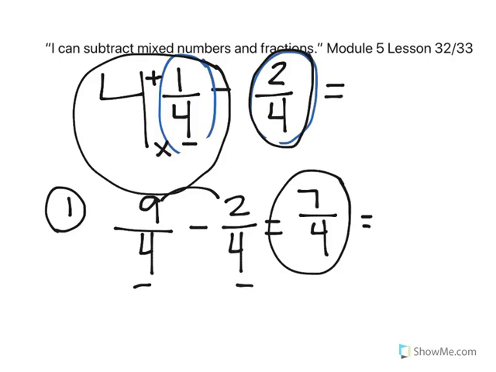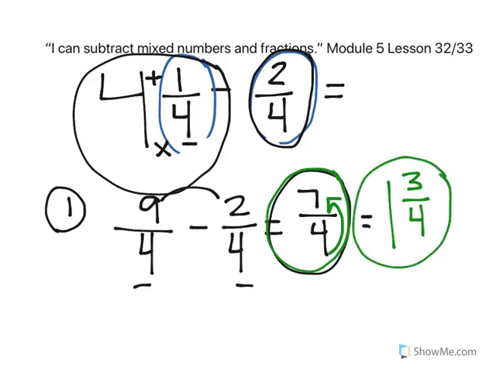So this is an acceptable answer. That's the correct answer in an improper fraction. But whenever we see an improper fraction, we really want to convert it to a mixed number. So I'm going to convert my answer in improper fraction form into a mixed number. 4 can go into 7 evenly only once. There's 3 left over, and my denominator stays the same. So our complete and final answer is 1 3/4.